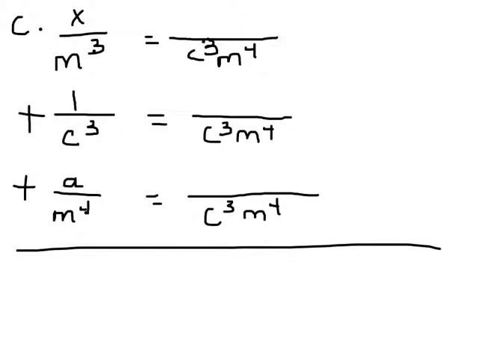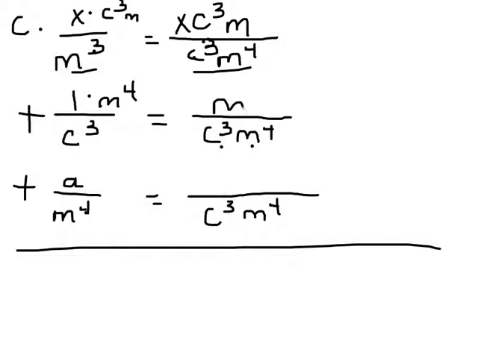All right, so let's start at the top. What do I have here that I'm missing here? Well, I'm missing c cubed and 1 m. So I'm going to multiply this x times c cubed m, and I get x c cubed m. All right, what about here? I have this c cubed, but I'm missing this m to the 4th. So I'll multiply by m to the 4th, and I get 1 m to the 4th.